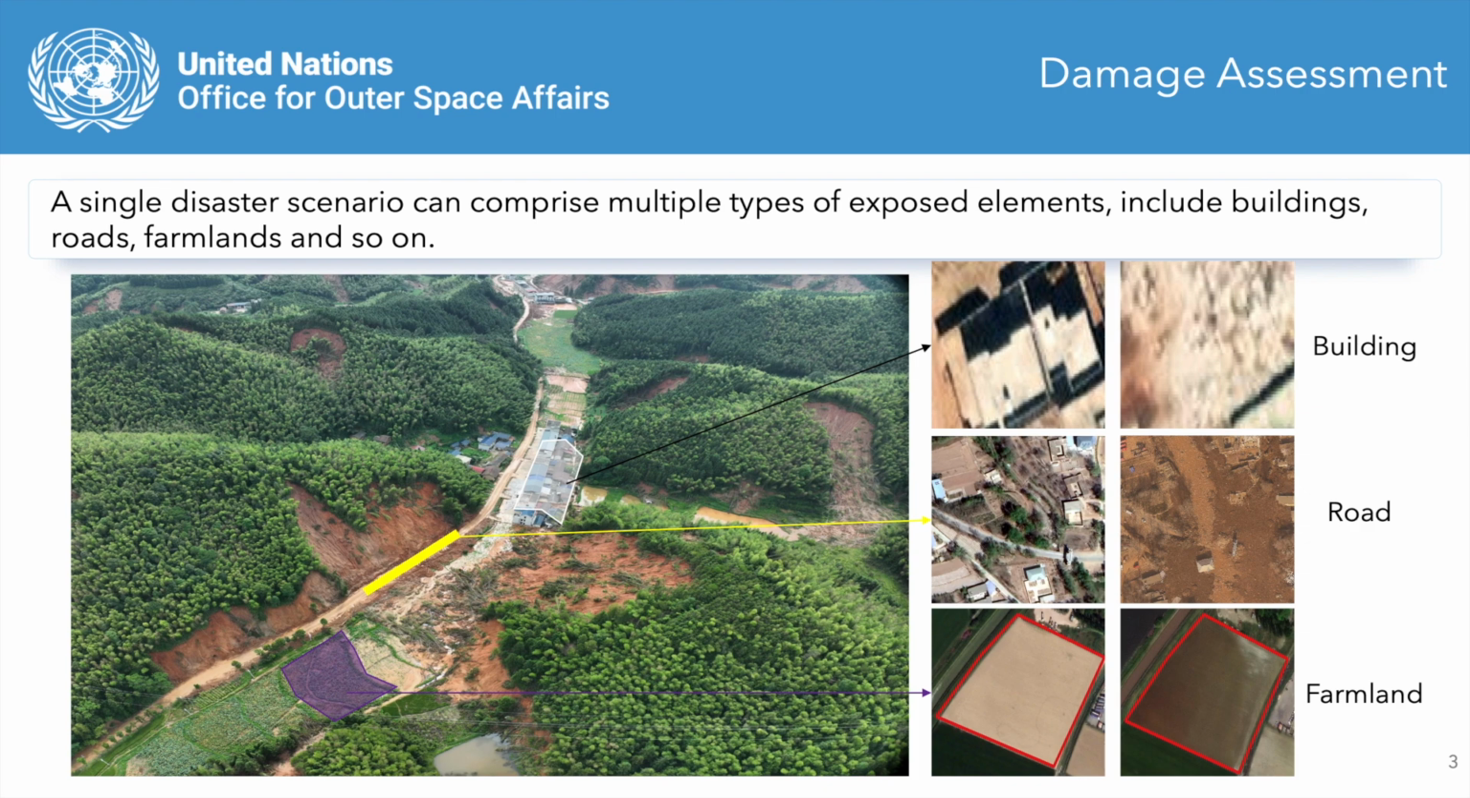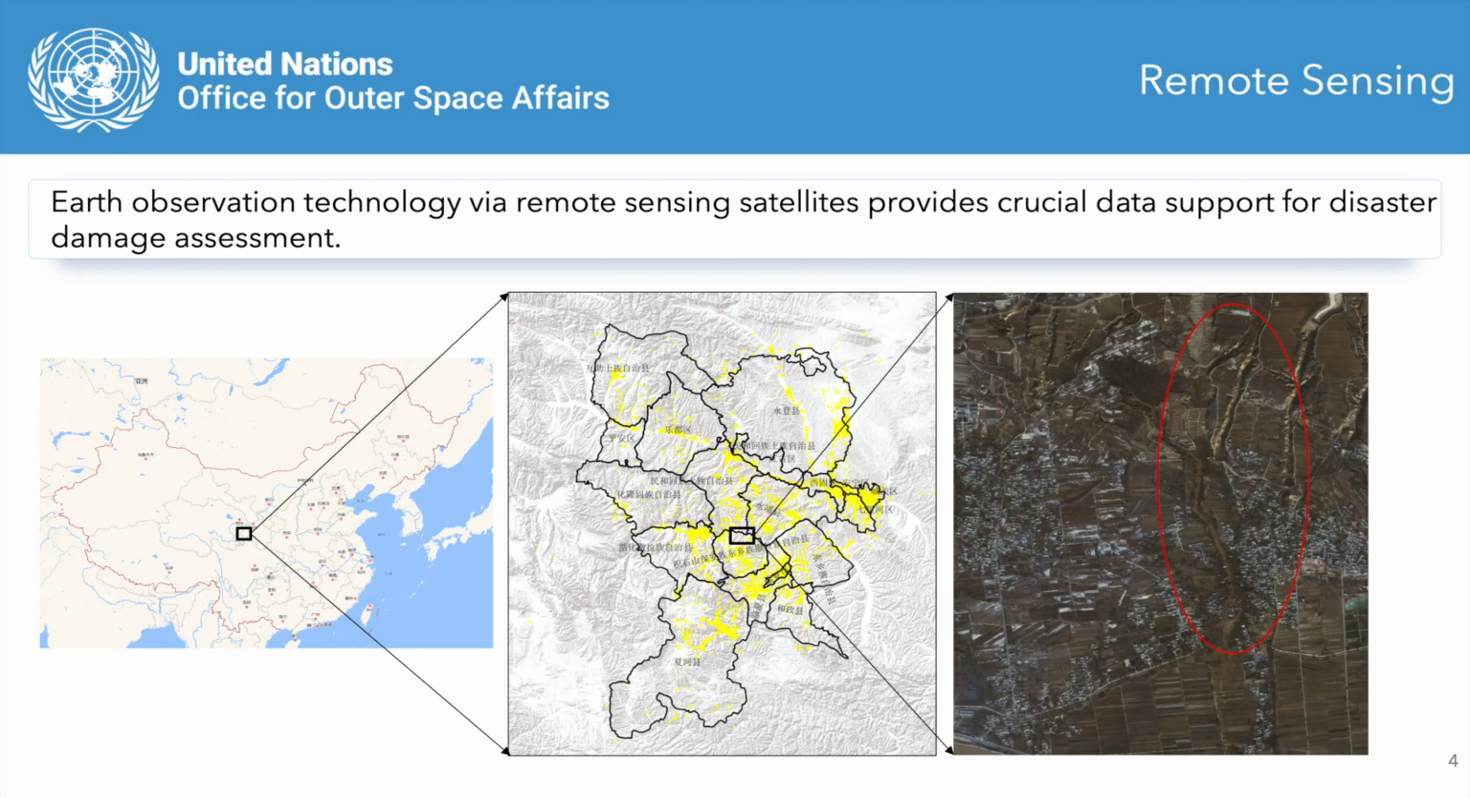Finally, productive assets, with agricultural land being a prime example. The destruction of crops and irrigation systems leads not only to immediate financial loss, but also threatens long-term food security, with impacts potentially lasting several growing seasons. Precisely classifying and assessing these key exposure units forms the essential foundation for quantifying the disaster's economic impact and formulating a scientific recovery plan.